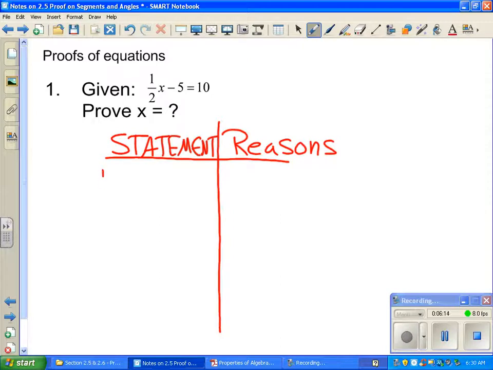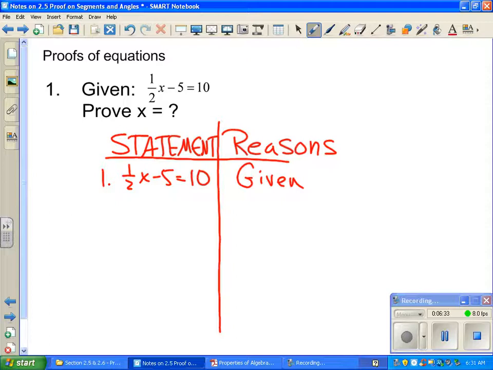Statements are the math you're showing. So first I'm going to start off with the problem. 1/2 x minus 5 equals 10. That is our given. So the reason is given. You got to have something to get started with these problems. So the first one is always going to be your given. Whatever they say in the problem is given, you write that down, and that's your first line.